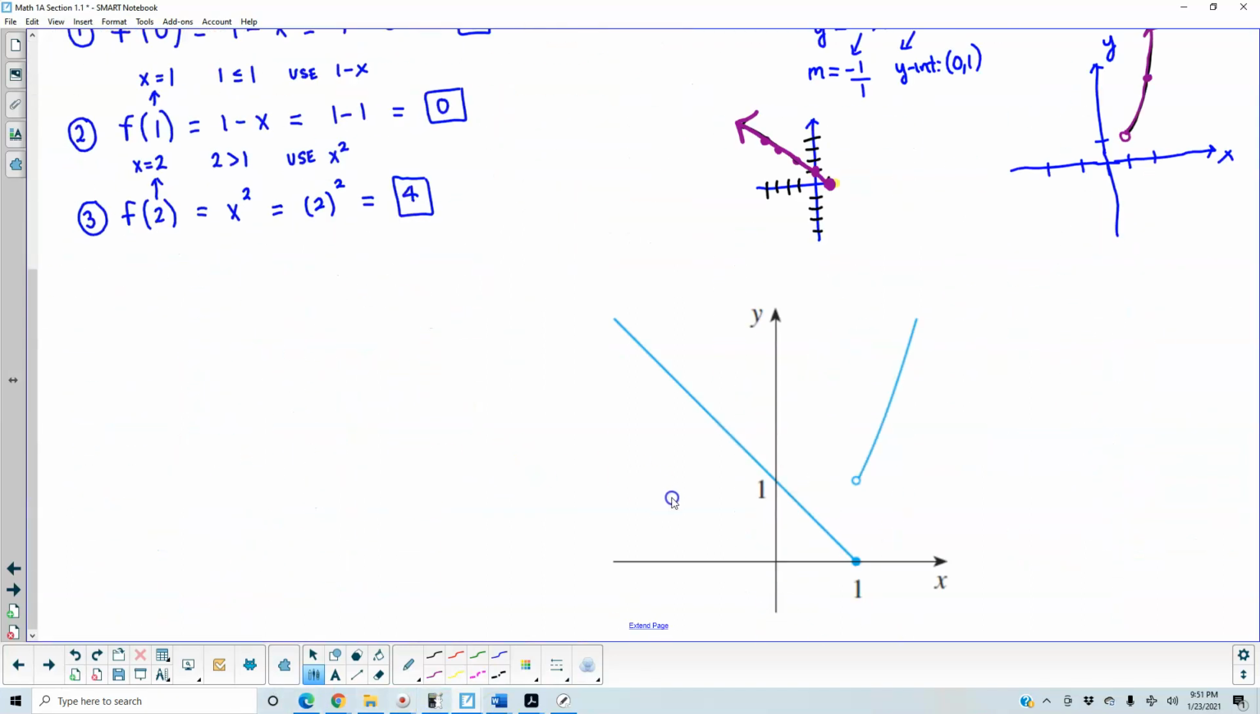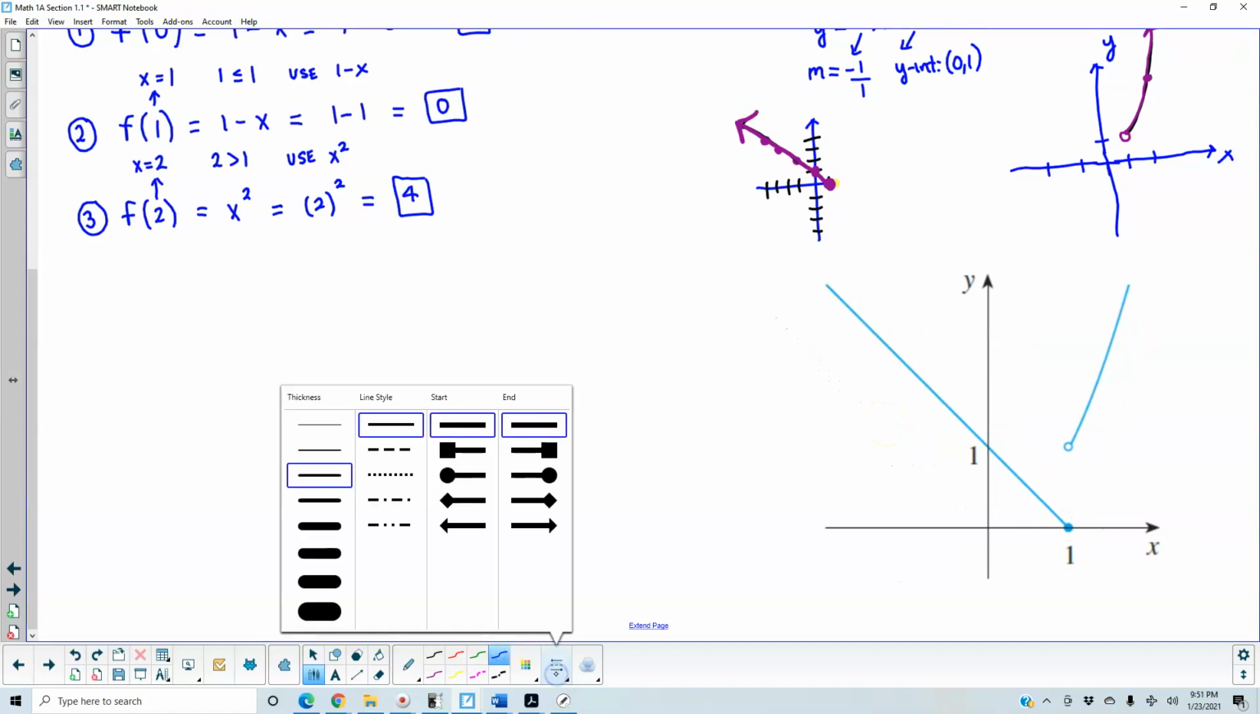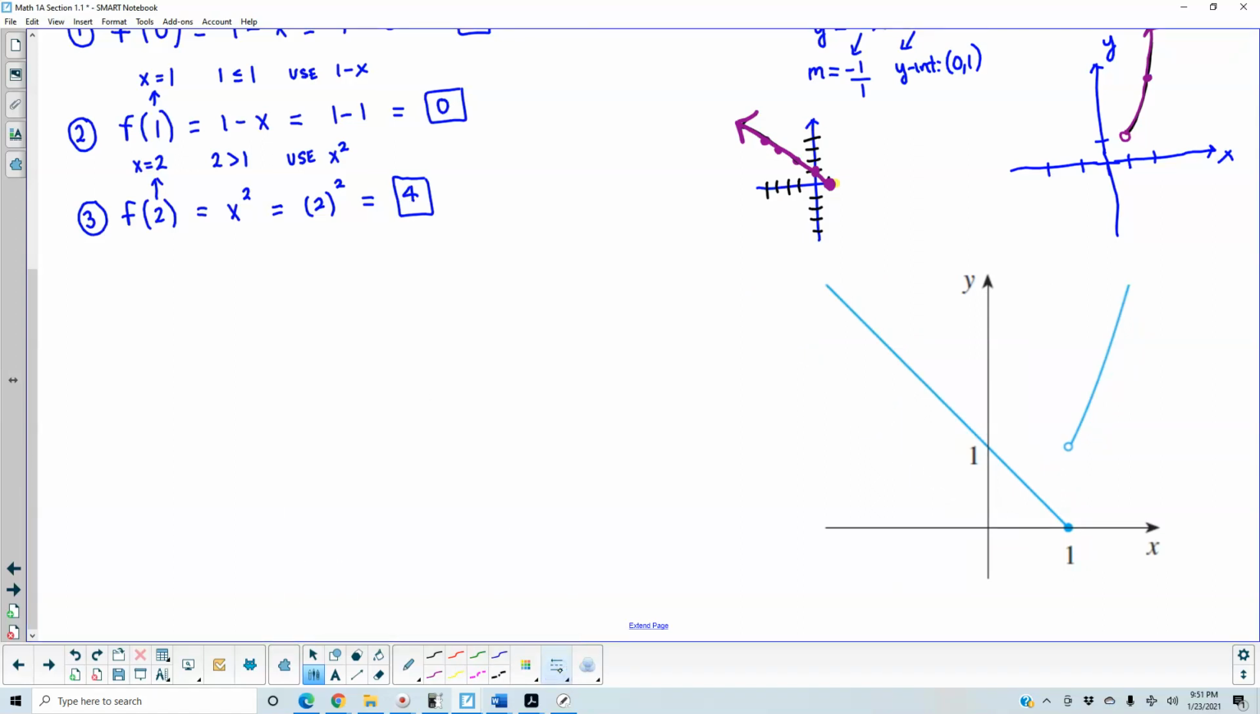Now we have to put them together on a graph, and you can see this is what we have here. This first function represents f of x, which is equal to 1 minus x, where we know that x is less than or equal to 1. And then on this side, this is f of x, which is equal to x squared, where we know that x is greater than 1.